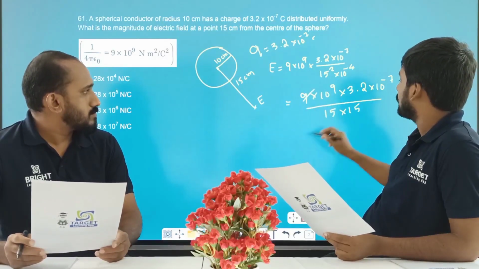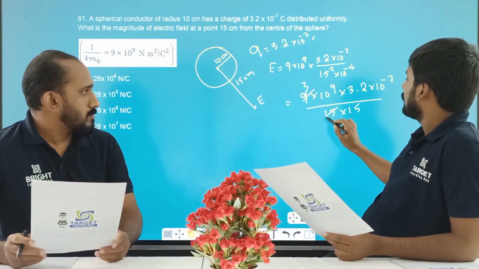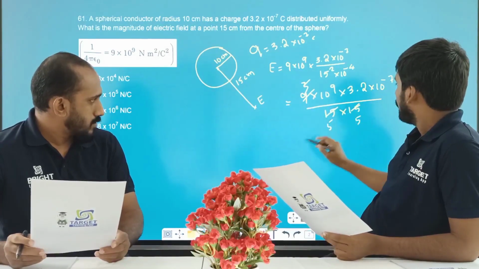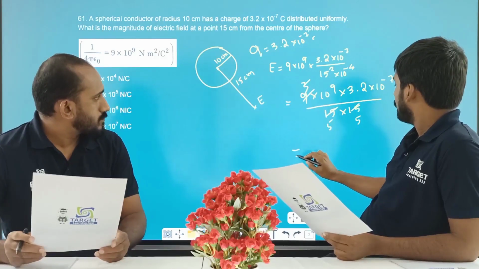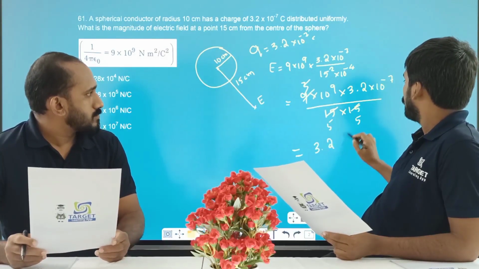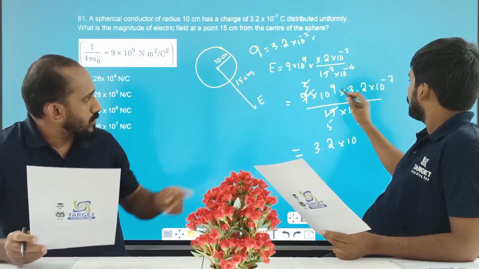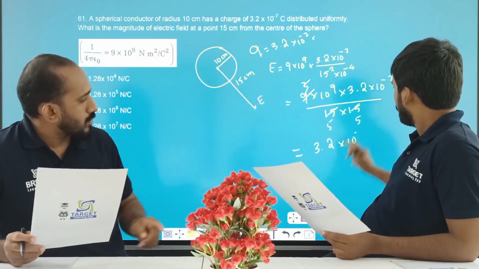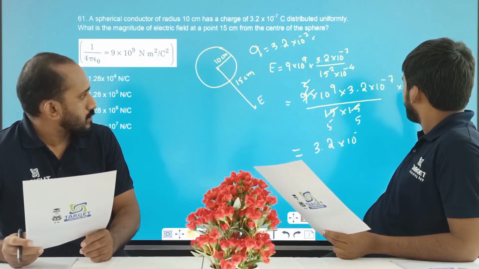So it cuts. This is 3 and this is 5, and it cuts 5. So the answer is 3.2 into 10 raised to minus 4 will also be there. This will be 10 raised to minus 4, you take it up. So 10 plus 4 will come in the numerator, so 10 raised to plus 4 will come there.